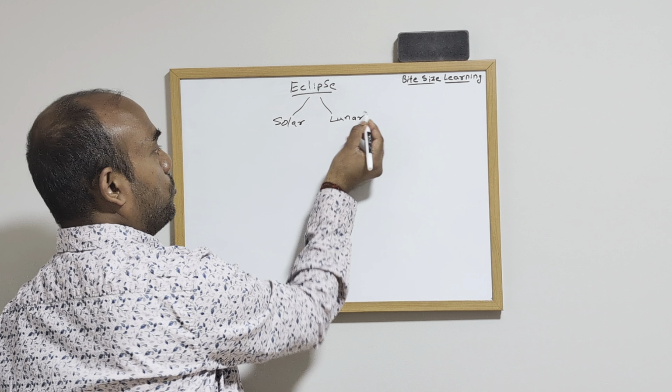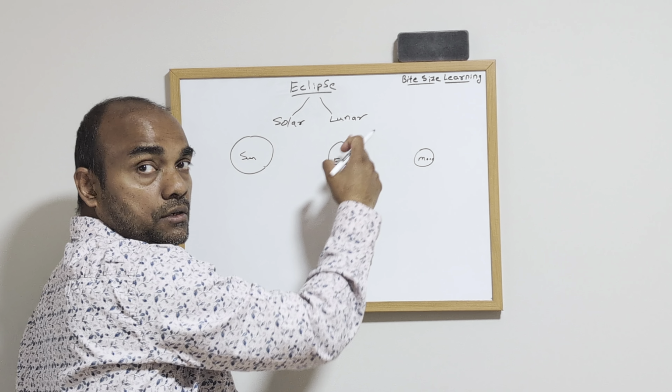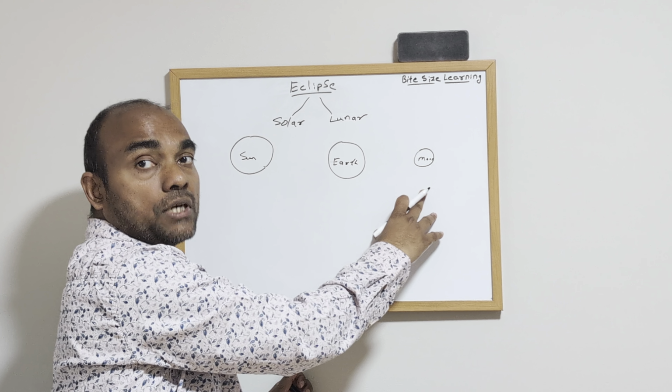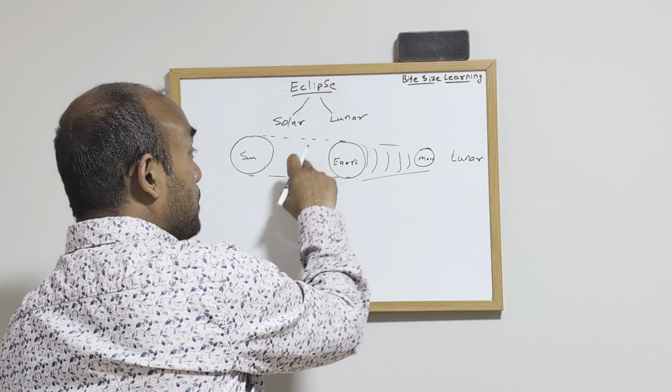Now, you know, earth revolves around the sun and moon revolves around the earth. So this kind of situation may happen that sun, earth and moon come in a line, right? In this scenario, the light from sun goes past earth and earth casts its shadow on moon, and you are not able to see the moon. This is called lunar eclipse, right?